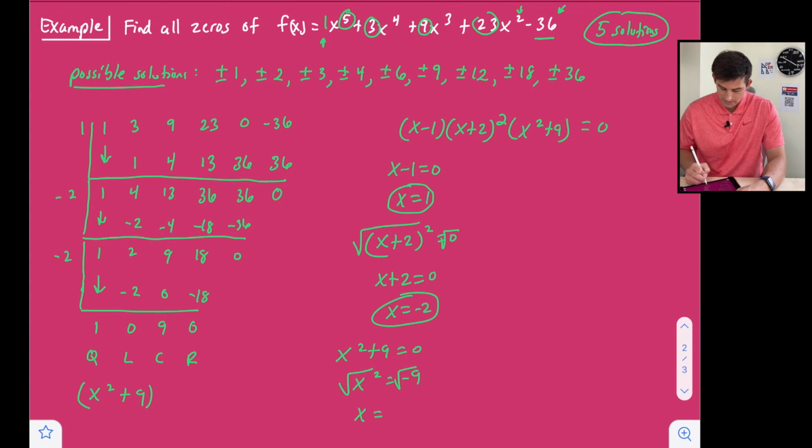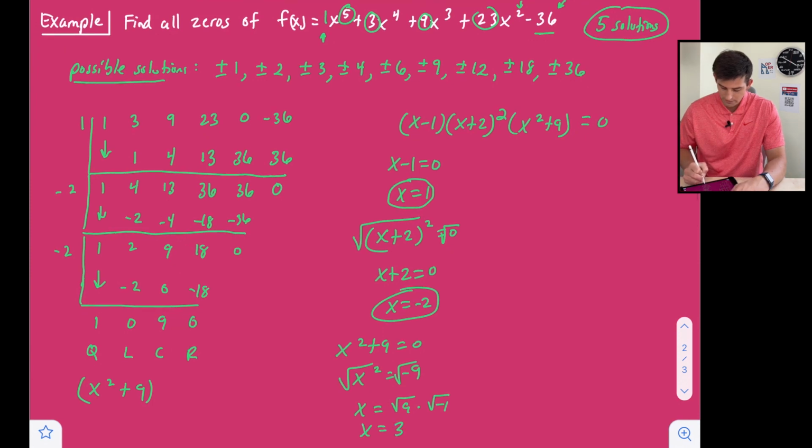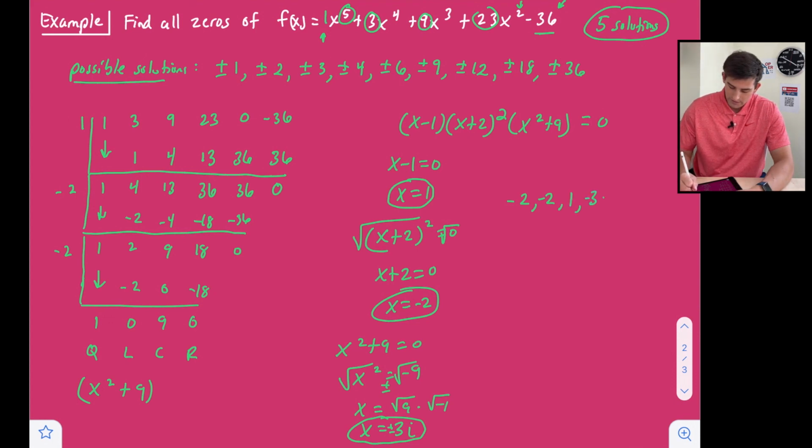So we can say x is equal to the square root of 9 times the square root of negative 1. And we know that the square root of 9 is 3, and the square root of negative 1 is i. And remember, we did the square root, so this is plus or minus. So now let's write out all of our solutions and see if we do have 5 of them. So we have negative 2, and remember that was a repeated solution, so we're going to list negative 2 twice. We have 1, we have negative 3i, and we have positive 3i.